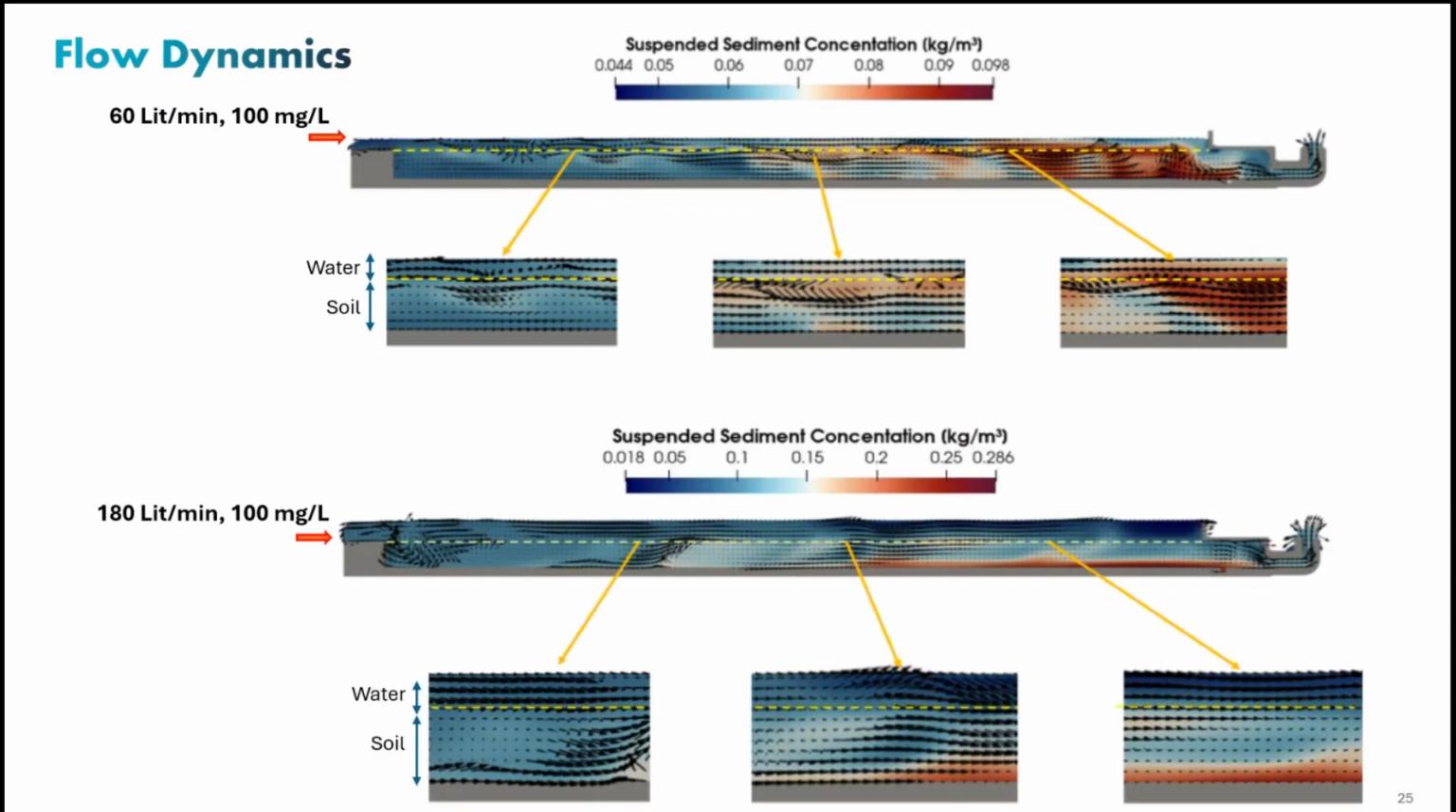This is for 180 liters per minute. As you can see, above the yellow lines, flow is always going from the left to the right, meaning that flow is pushing through the system, and then sediment concentration increases towards the end. Next slide, please. That was the last one.